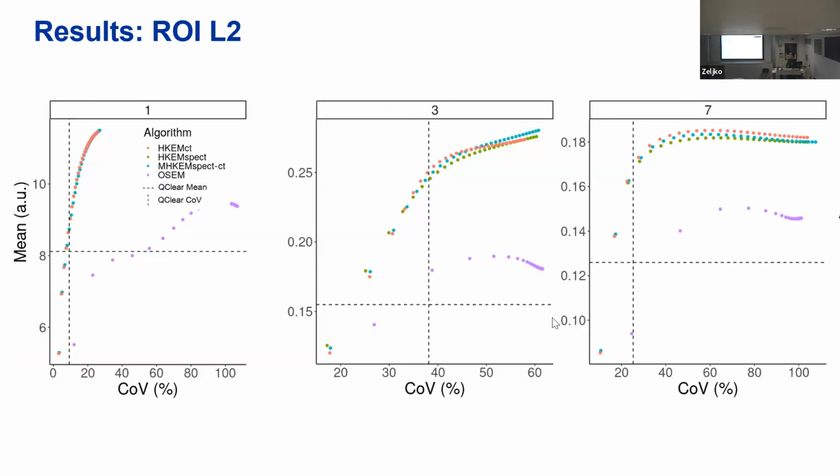So for the other region of interest, L2, we can still see that all the HKM are providing increased activity over Q-clear and OSEM. However, between them, the differences are really, really small, which is what we expected, because these regions are very big, and they are bigger than the neighborhood that we use in the kernel. So we don't expect a lot of oversmoothing when using the CT.